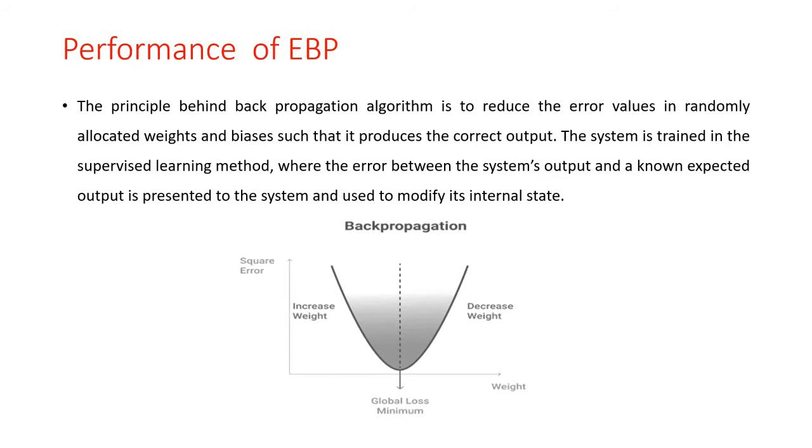So the system is trained in the supervised learning method, where the error between the system output and a known expected output is presented to the system and used to modify its internal state. So here we need to update the weights in the error back propagation. We need to update the weights such that we get the global loss minimum.